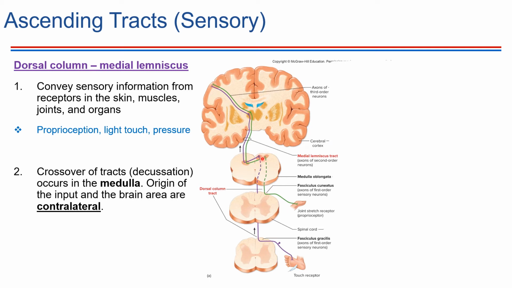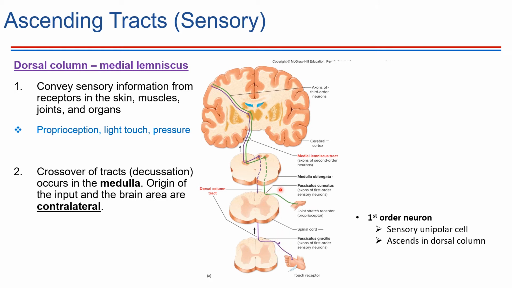They're going to come all the way up to the medulla oblongata. And there they're going to cross over and then go up to the thalamus and then synapse there and go to the cortex. So let's just take a look at that. We give these neurons special names. The ones that are coming in are called first order neurons. They are going to be these sensory unipolar cells.